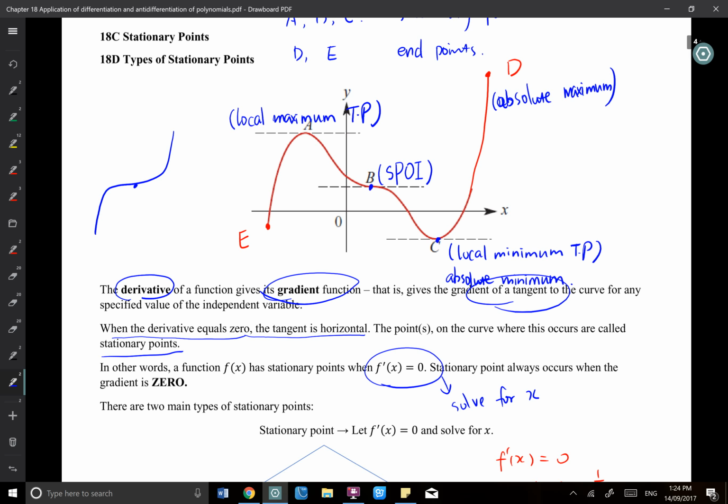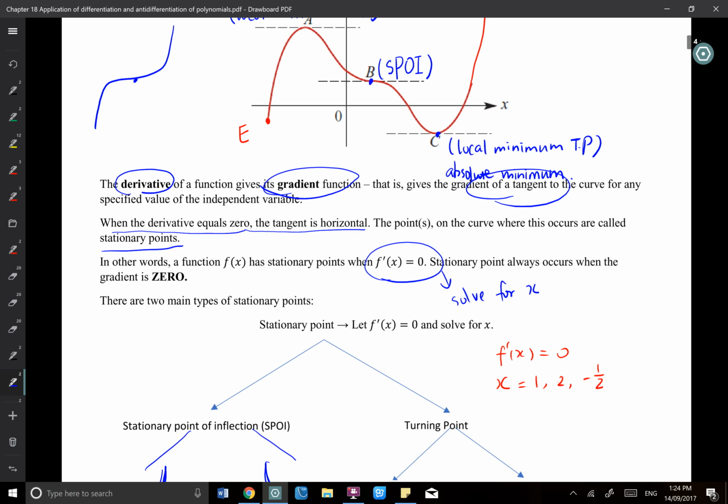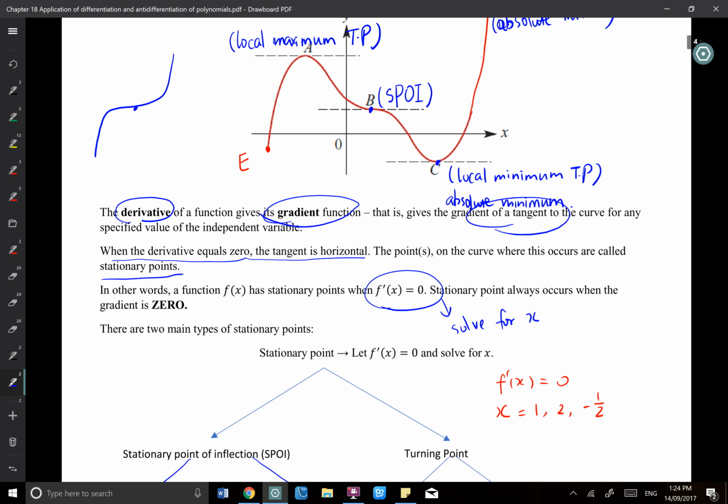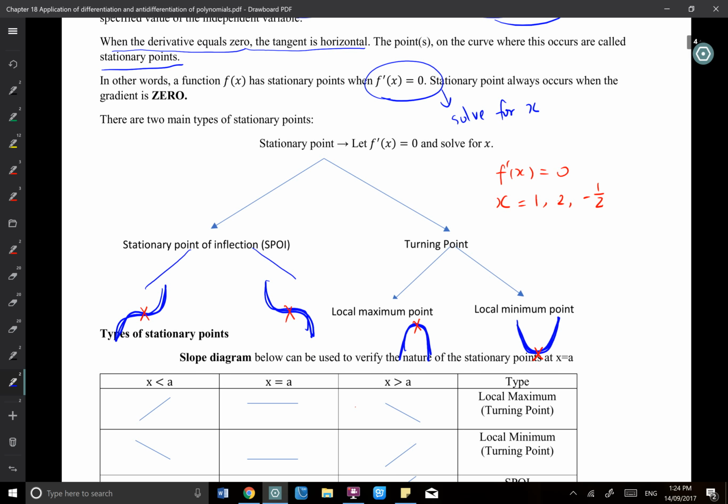And how do we find stationary points? Local maximum, local minimum, and stationary point of inflection are all called stationary points. We use f dash x equals 0 and solve for x, because f dash x equals 0 means the gradient of the tangent equals 0. For those three types of graph, we do have a horizontal tangent with gradient equal to 0. After we solve it, we get, for example, three values, but we don't know whether they are maximum, minimum, or stationary point of inflection.